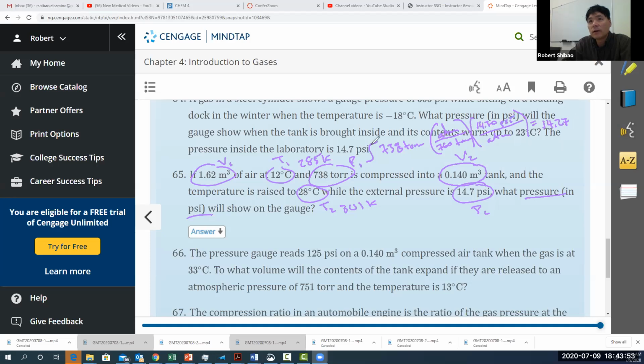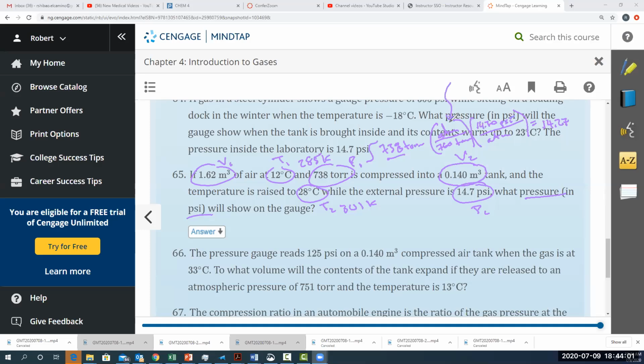And so, well, how many sig figs? We're only allowed 3 sig figs here. How many sig figs are in this conversion factor here? 1 atmosphere is equivalent to 760 torr. How many sig figs is that? Infinite. This is infinite. How about this one? 14.7. 4. This one should be 4. That last 0 should be significant. And so this should be 4 sig figs here.